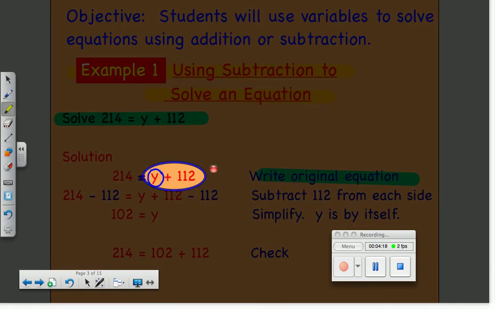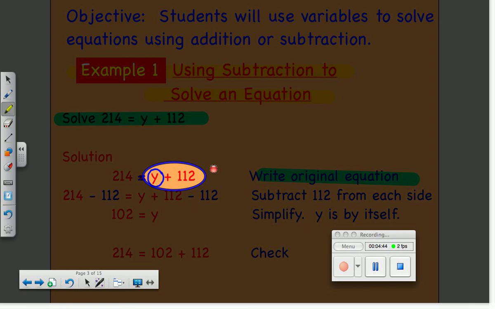What do I have with the y? Looks like I'm adding 112. Well, I need that to go away. So I need to use an inverse of addition to make that 112 go away. What's the inverse of addition? You should have said subtraction. So how much do I subtract? Well, it depends. What number do I want to go away? I want that 112 to go away, then I have to subtract all 112.